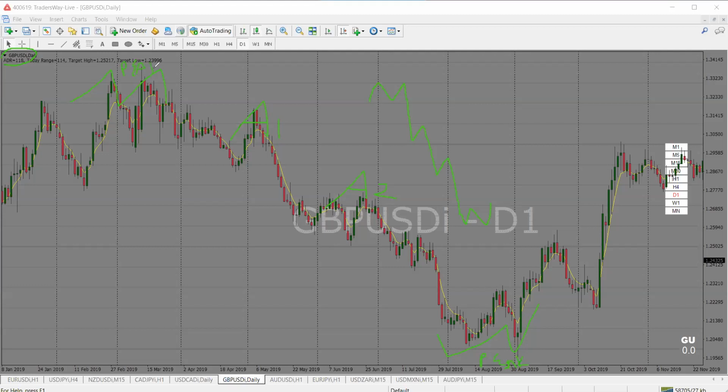Then, as you can see, based on the market structure or on the technical analysis, our cycle was already favoring that the market is going down.